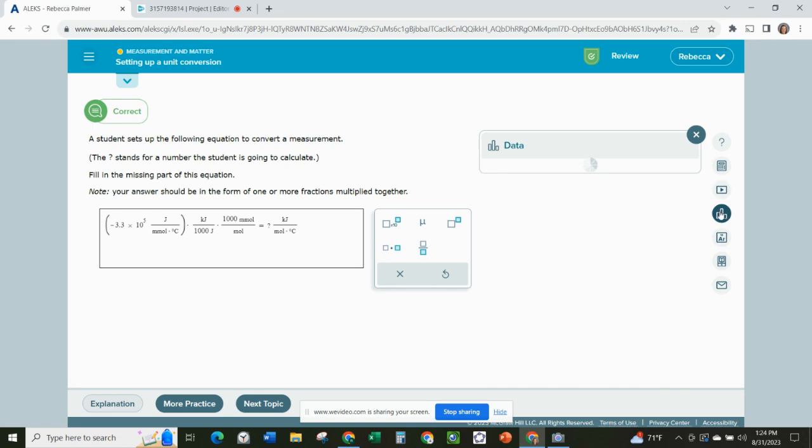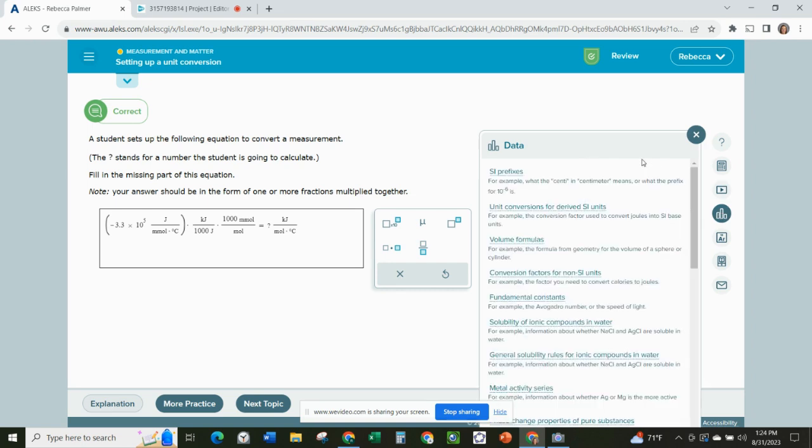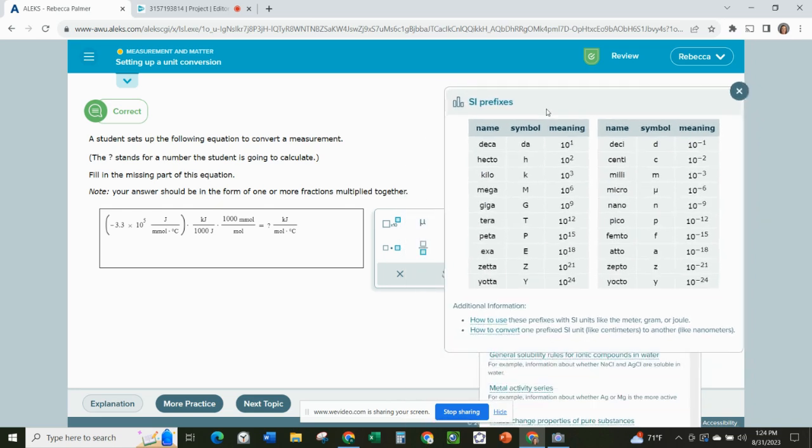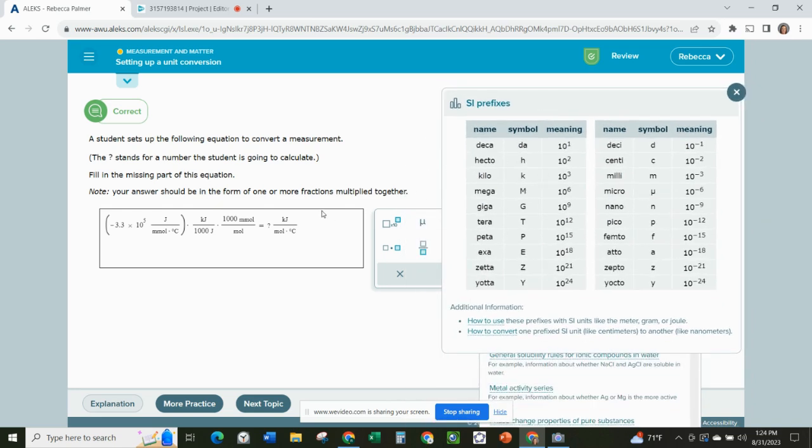So let's go to the data and just look really quick. Oh, it looks different this year. So what we want is SI prefixes. So if we click on that, that makes it pop up right there. And we can see, we have kilo. So kilo means times 10 to the 3. So that's what I've done, times 10 to the 3, or I've done 1,000. And if you do that on your Alex calculator, let's look at that. Or milli is times 10 to the minus 3.